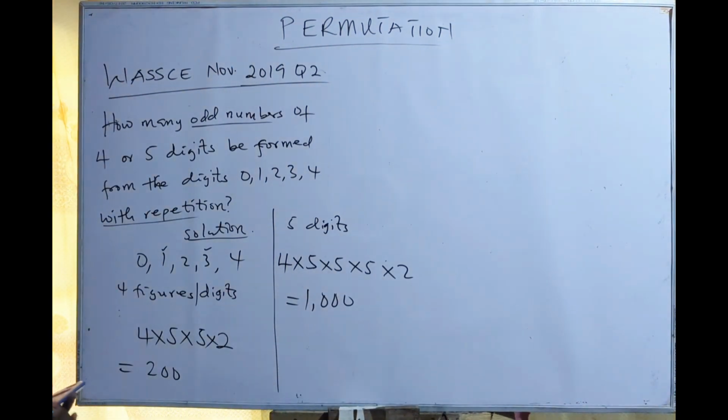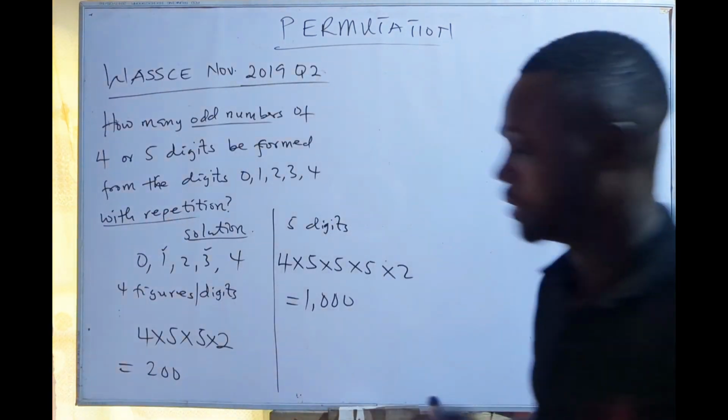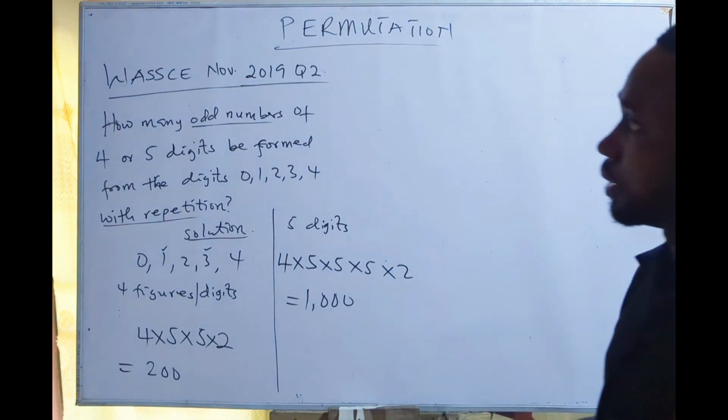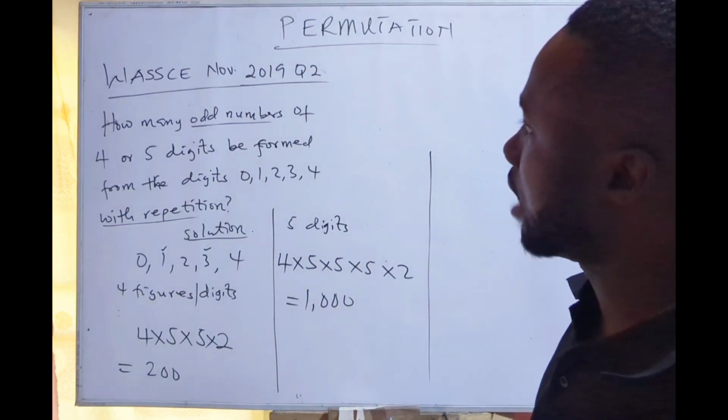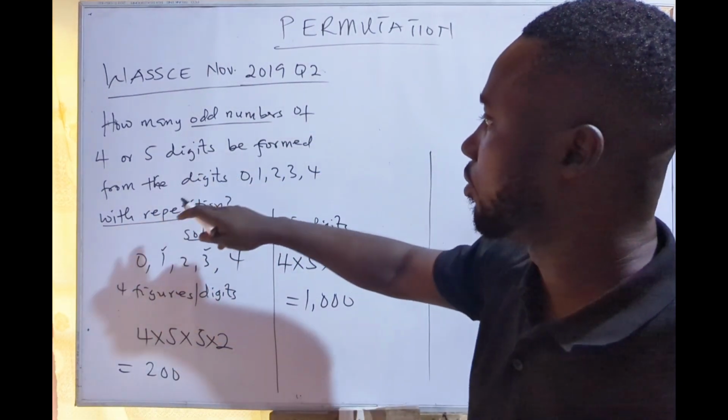So I have 1,000 ways that we can form the digits from. So we can conclude how many odd numbers of 4 digits can be formed from this.